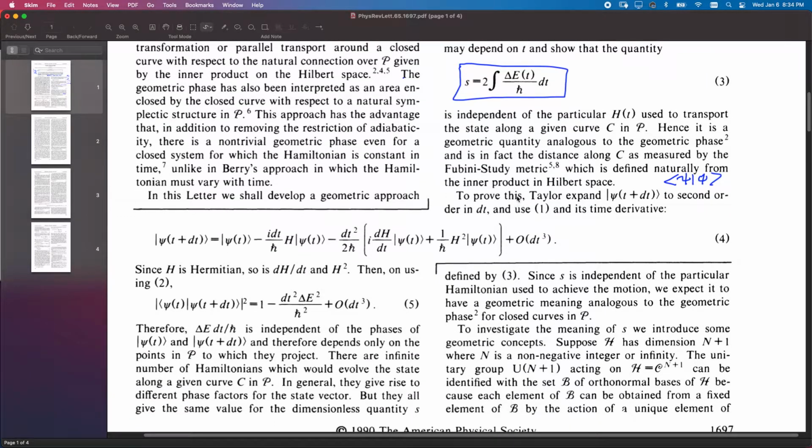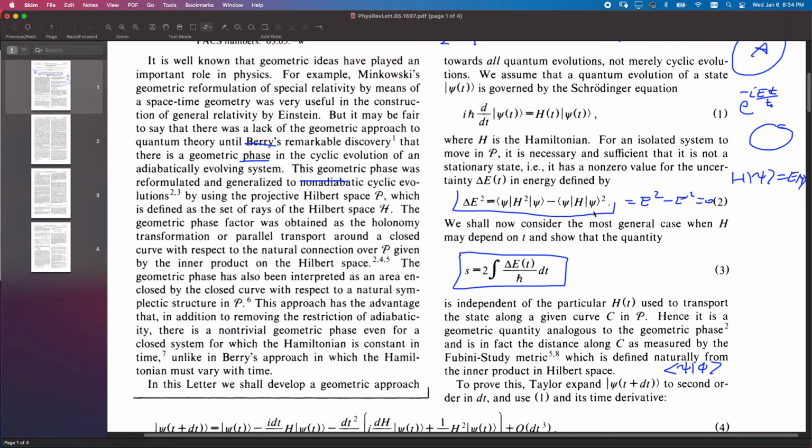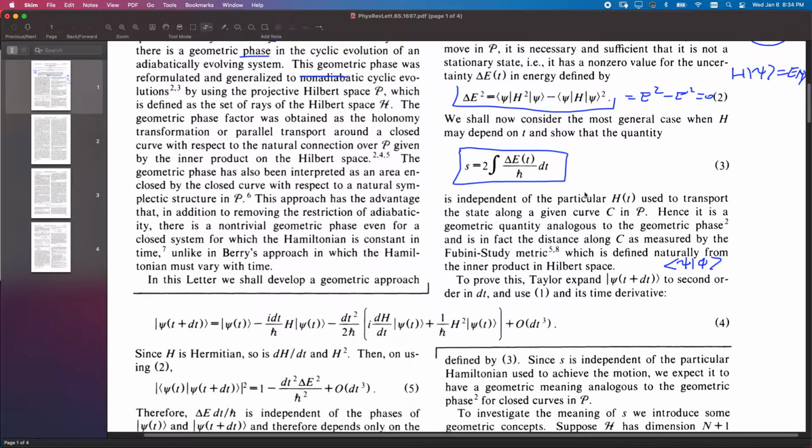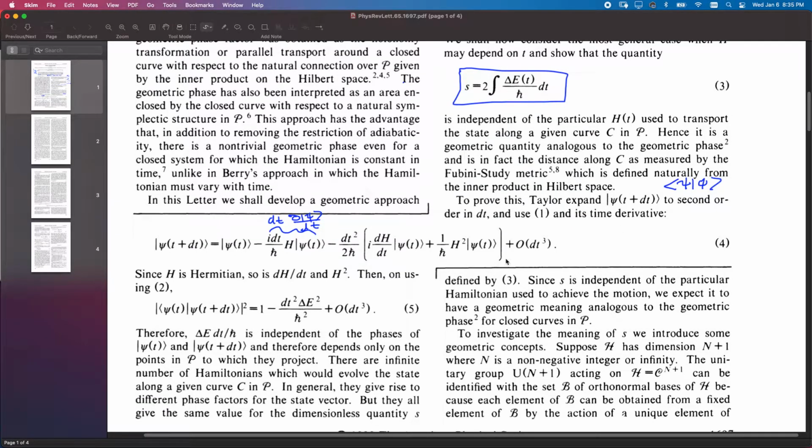To prove this, we begin by Taylor expanding the ket psi of t plus dt to second order in dt and use the Schrodinger equation and its time derivative. Okay. So when you Taylor expand this, you get this evaluated at dt equals 0, and then this term is dt times the derivative of psi over dt, which, plugging in the Schrodinger equation, you get this. You could continue on and on, taking more and more derivatives, but they choose not to.